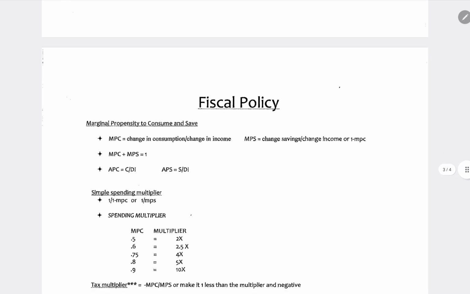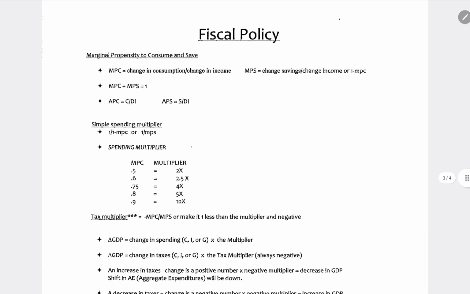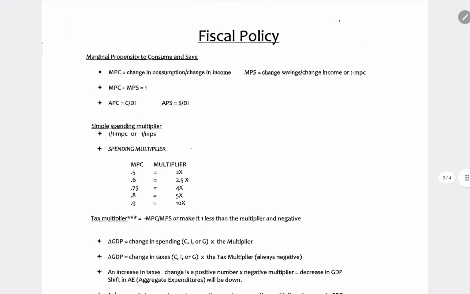Fiscal policy. Okay, we have types of fiscal policy. Let me just break it down for you guys. We have expansionary fiscal policy, which basically means the government is trying to expand the economy, so they're going to decrease interest rates and push out more spending. That normally takes place during a recession. During a boom, we have contractionary fiscal policy, which is also used to decrease inflation.